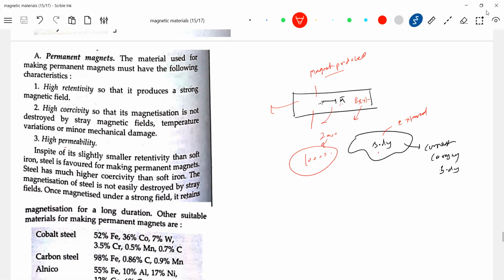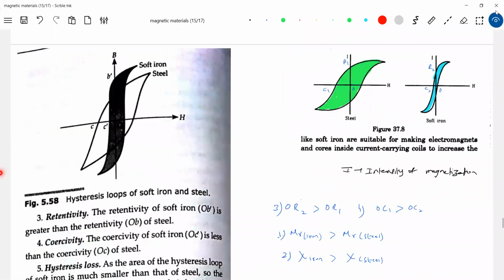Then one more thing, permeability should be high. If it has very good permeability, good magnetization will be obtained. A powerful magnet it will become. So you see, high retentivity is needed, high coercivity, high permeability. Still, what will happen? I'll prefer soft iron only. In spite of its slightly smaller retentivity than soft iron, steel is favored for making permanent magnets. What is the reason for that?